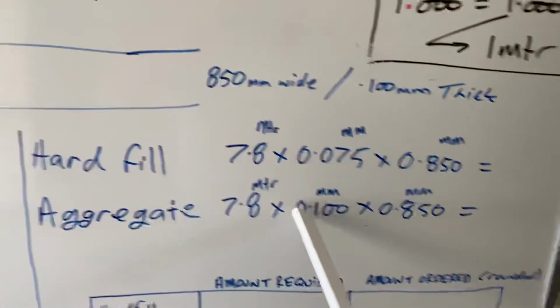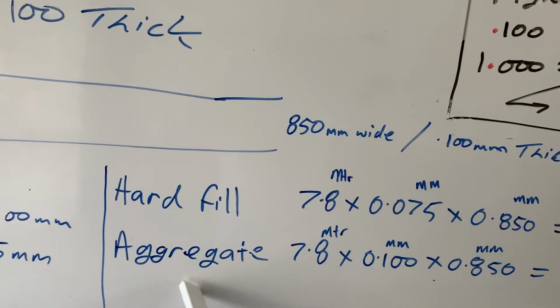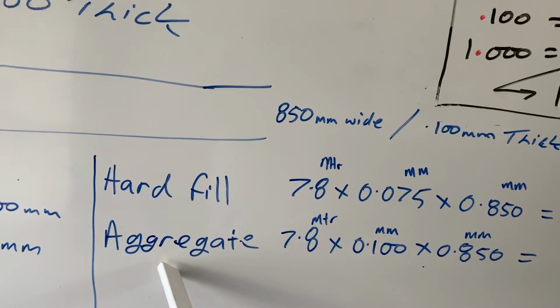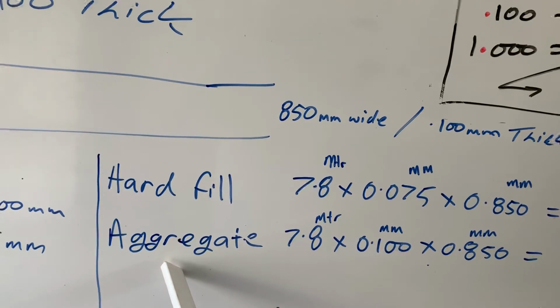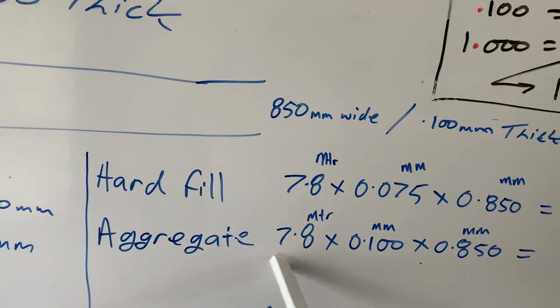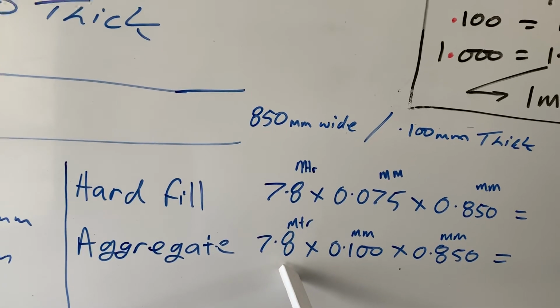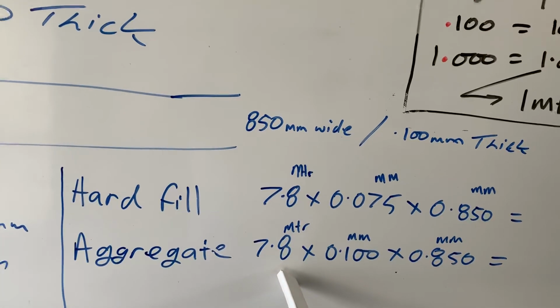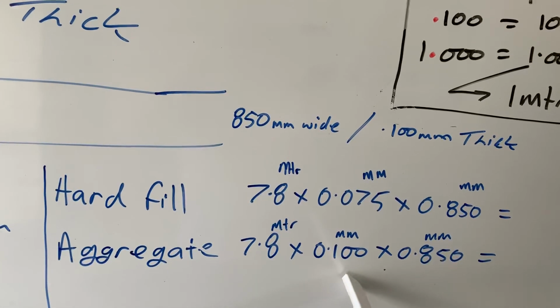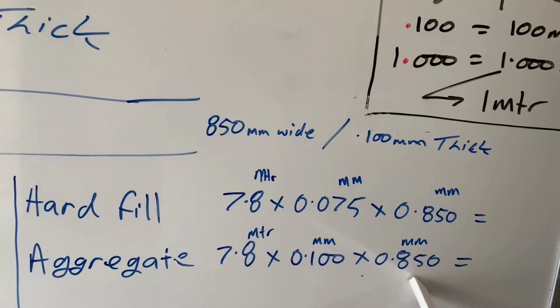Okay, the next thing is aggregate. Right, the aggregate is just the little stones and the sand mix in concrete, and that talks about in your unit standards. You want to read about that. Right, so that's 7.8 meters long by 100 millimeters thick by 850 millimeters wide.